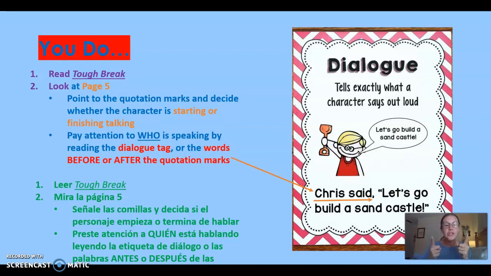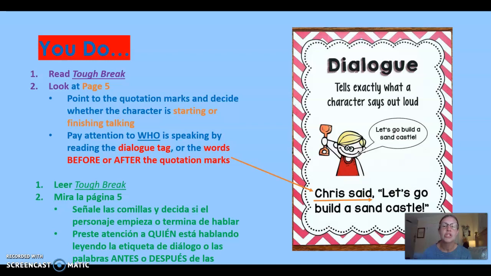So, what you guys are going to do today is you're going to read Tough Break again. You read it yesterday, so you have an idea about what's happening in that story. You're going to read it again, and every time you get to a quotation mark, you are going to decide whether the character has started talking, whether it's an open quotation mark, or whether they have finished talking, if it's a closed quotation mark. Every time you see a quotation mark, and there's a lot of quotation marks in that story, so you guys are going to get lots of practice with this.